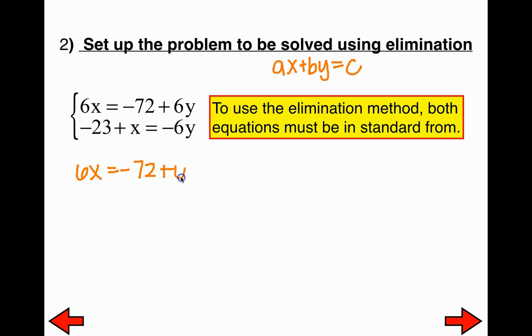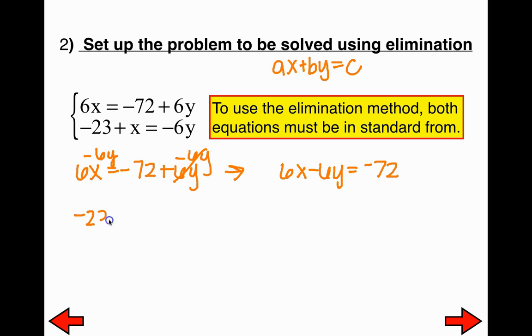First, I'm writing down the problem. I need to move the y over to the left, so I'm going to subtract 6y from both sides. So that's going to leave me with, again, you always want to write x first, so we have 6x minus 6y equals negative 72. Now let's go ahead and adjust this second one.